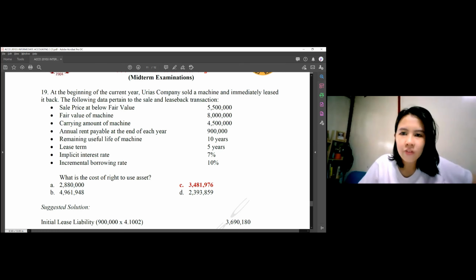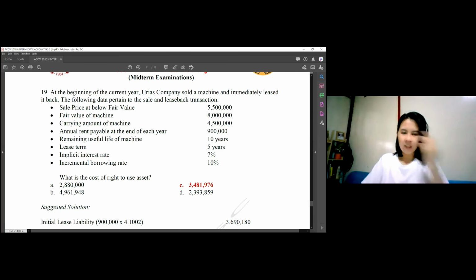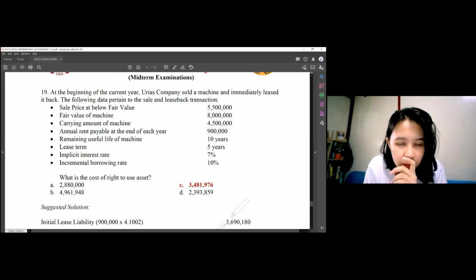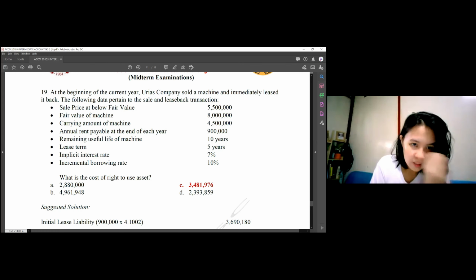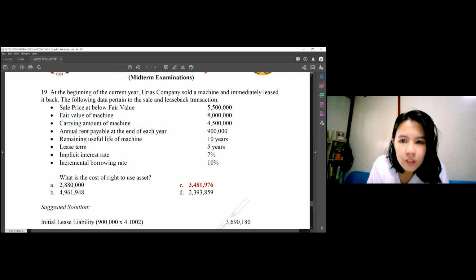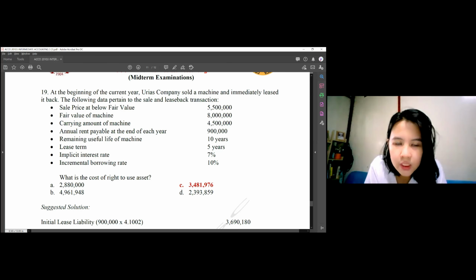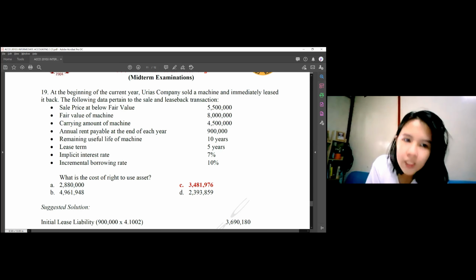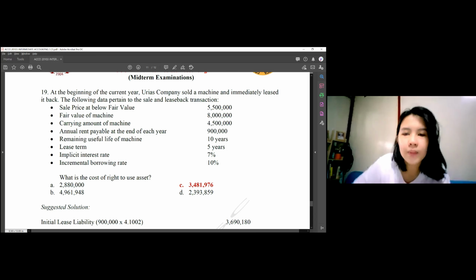And then, fair value of the machine is 8 million. So, in that case, di ba, we'll get the lower of it. And then, for the carrying amount of the machine, it's 4.5 million. So, this will be the cost, remember? Annual rent payable at the end of each year is 900,000 per year. Remaining useful life of machine is 10 years. Lease term is only 5 years. Implicit interest rate is 7%, while incremental borrowing rate is 10%. So, x na natin si incremental. Ang gagamitin natin is si implicit rate, 7%.